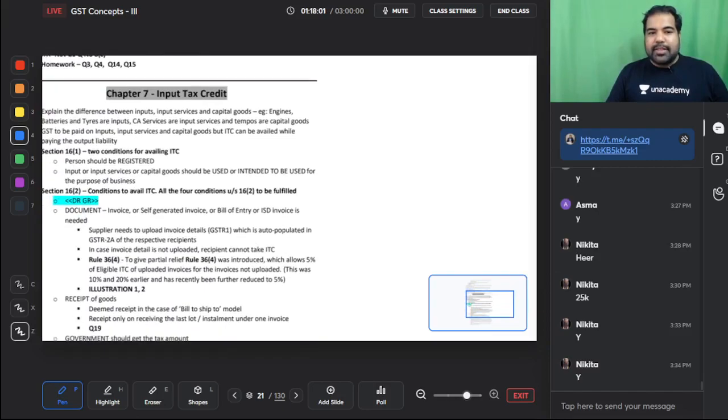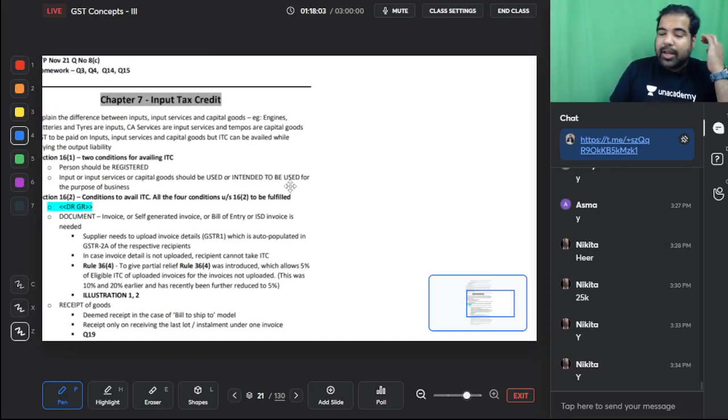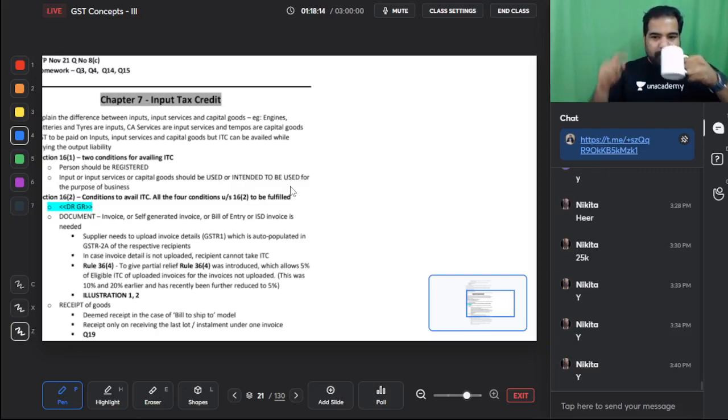Guys, before we discuss input tax credit, think about credit as Paytm money in your Paytm account. Can you use that money? Yes, you can. Is money good? Always. So hence input tax credit has to be thought from that perspective.